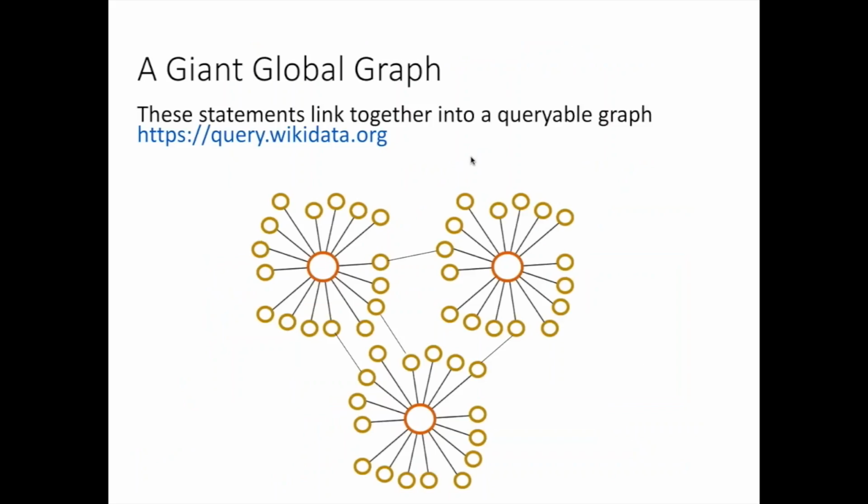And so if you look at it as a database, what you see is a giant global graph. The statements link together into a queryable graph that you can access via query.wikidata.org, which is a SPARQL endpoint. SPARQL is a query language for the semantic web.